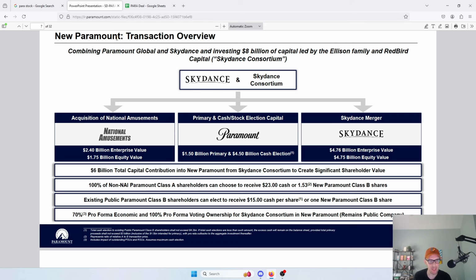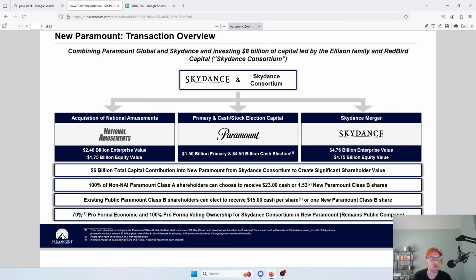So that seems great. If the stock is trading at $11.18 and I can get 15 bucks, why wouldn't I take that deal? Well, because if you think about the remaining number of shares that aren't owned by NAI, National Amusements, it's about $9.5 billion worth of shares out there in the public markets. Now they have $4.3 billion worth of cash to offer at $15 per share.